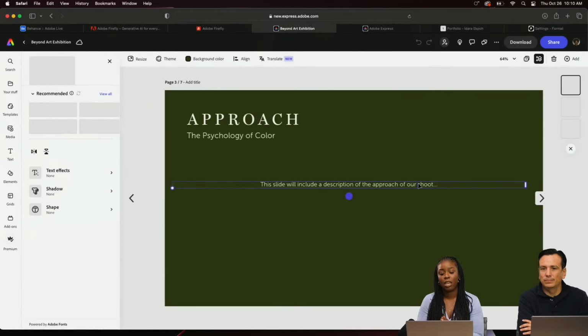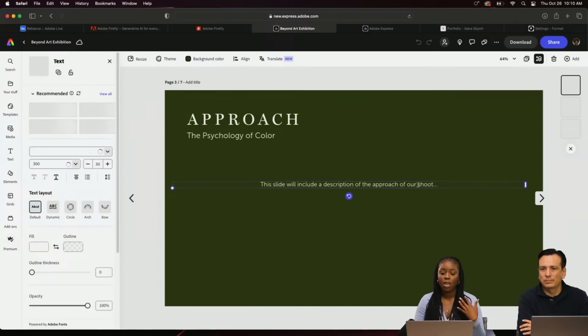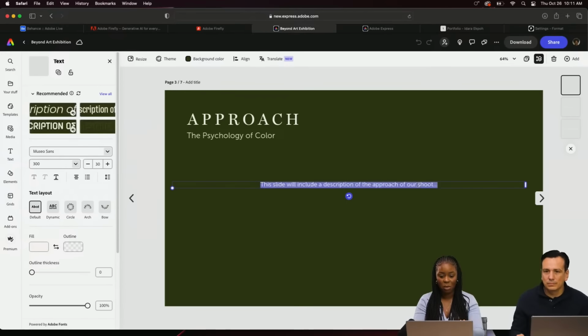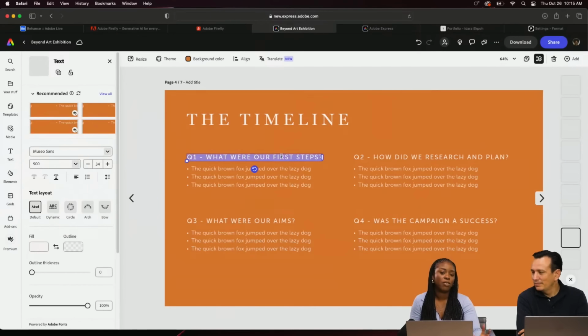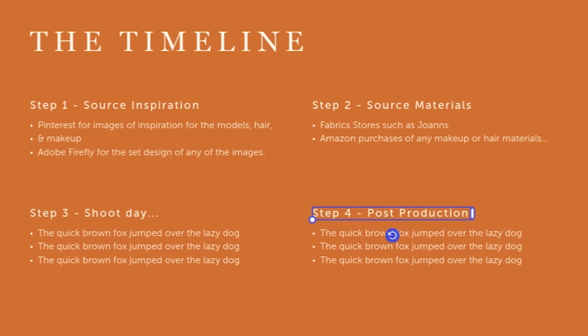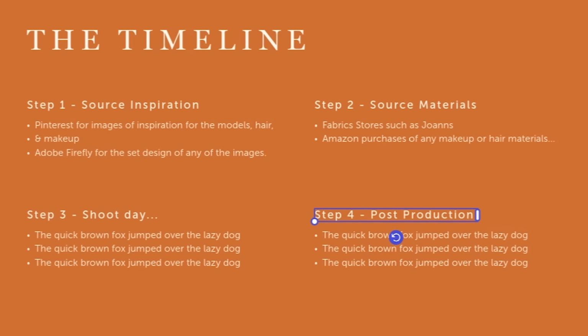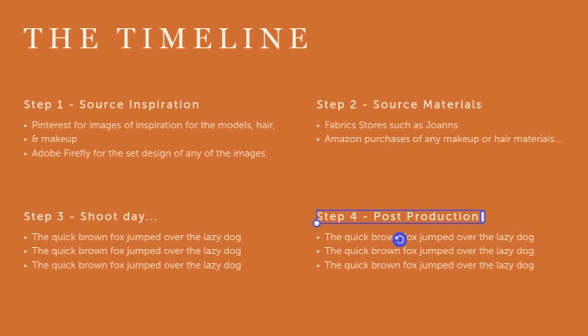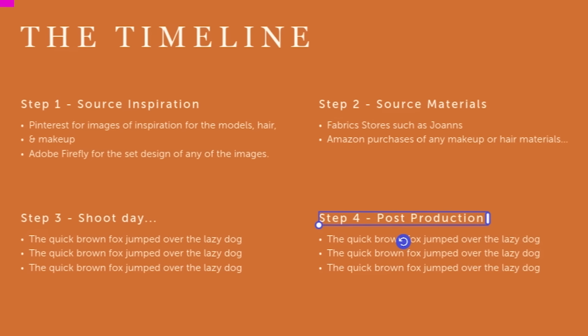So the next thing is to figure out your approach. Now, this is just a good place to take all of your ideas and dump them. Then the next thing you want to include, after you decide what your approach is, is a timeline. In here, I would have detailed where I'm sourcing my inspiration, any deadlines for that, any deadlines for sourcing materials, any deadlines for the actual shoot, and then post-production.